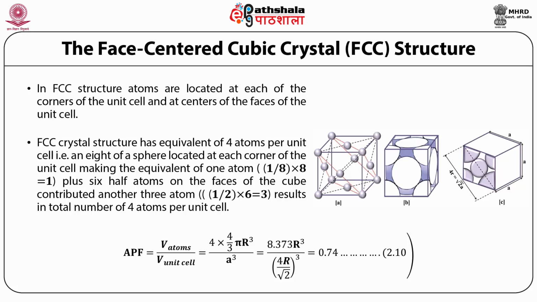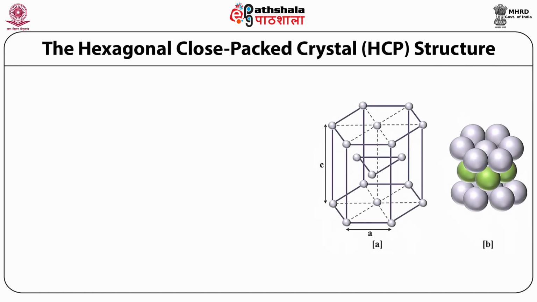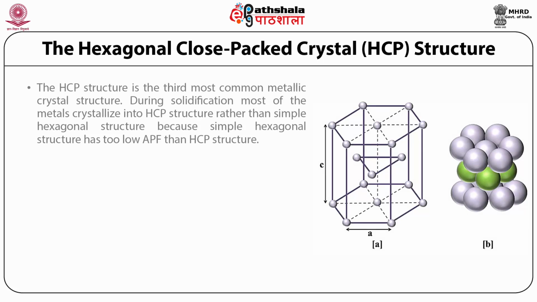Various metals such as copper, lead, aluminium, nickel, etc. have FCC crystal structure. Now the hexagonal close packed crystal or HCP structure. The HCP structure is the third most common metallic crystal structure as shown in the figure below.